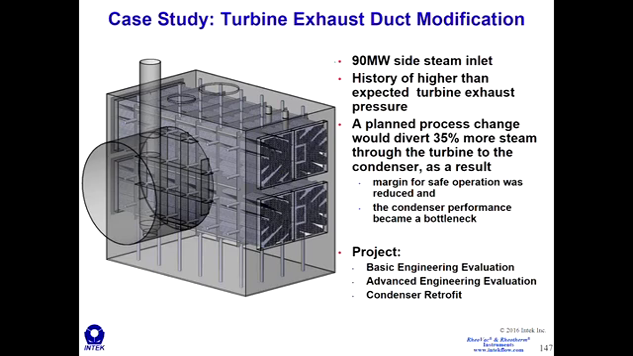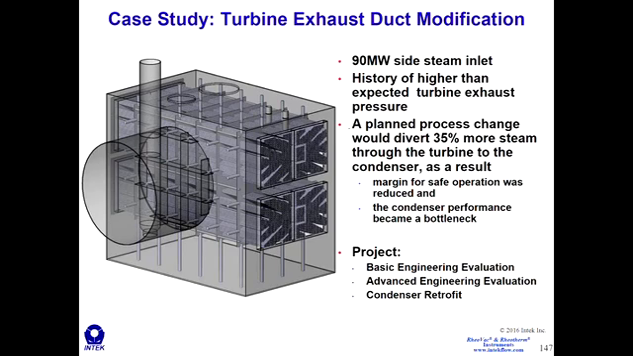So this is a 90 megawatt condenser with a side entry turbine exhaust. It had a history of higher than expected turbine exhaust pressure. There really wasn't anybody monitoring this or looking for performance improvement. And when we put some test grade instruments on here, we found something truly unique, and I wanted to share that with you.